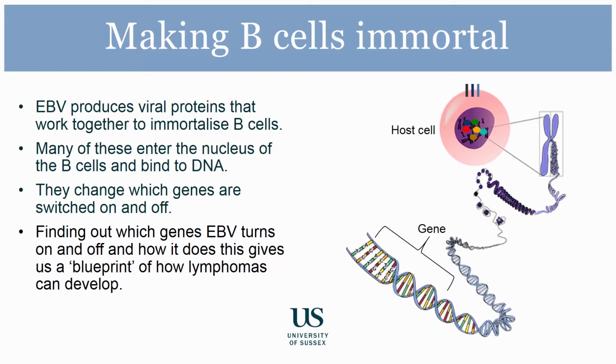They bind to DNA, and they change which genes are switched on and off. And this is really critical to understanding how the virus makes these cells immortal. And actually, by finding out which genes the virus switches on and off to make cells immortal and drive them to develop into cancer cells, it gives us a blueprint of how these kind of B-cell cancers, these lymphomas, could develop in the first place. So it gives us wider information outside of information on just EBV-associated cancers.